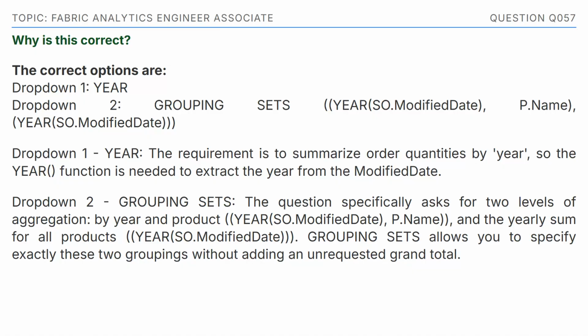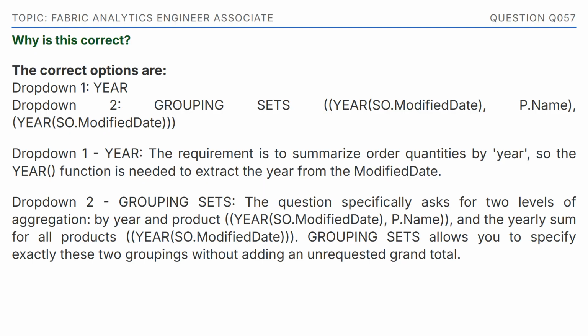The correct options are drop-down 1, YEAR; drop-down 2, GROUPING SETS ((YEAR(so.ModifiedDate), p.Name), YEAR(so.ModifiedDate)). Why are these options correct? Because drop-down 1, YEAR: the requirement is to summarize order quantities by year, so the YEAR function is needed to extract the year from the modified date.